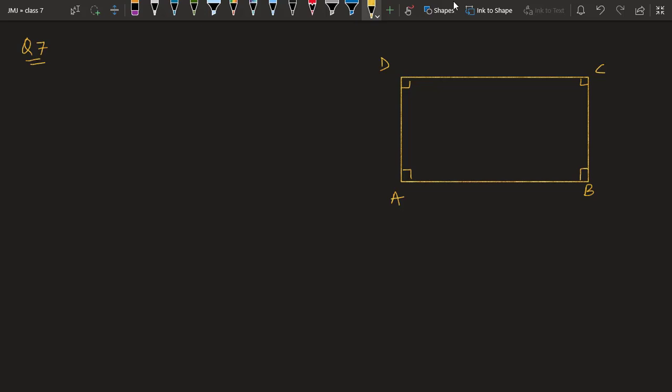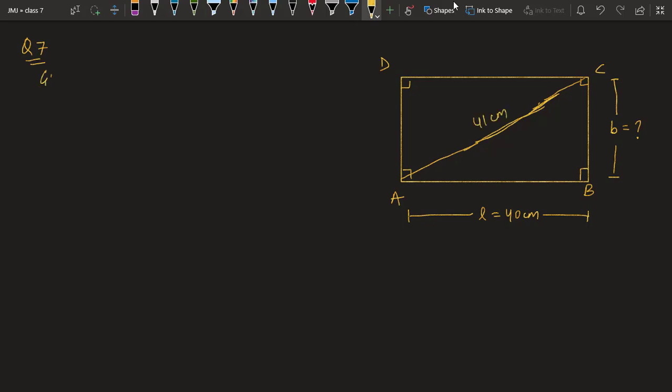Length of the rectangle is 40 centimeter. So let me take this as length, 40 centimeter. Breadth is unknown. They have given us the length of the diagonal. Diagonal is the side joining these 2 points which are non-consecutive. So this length is given to us. How much is given? 41 centimeter.